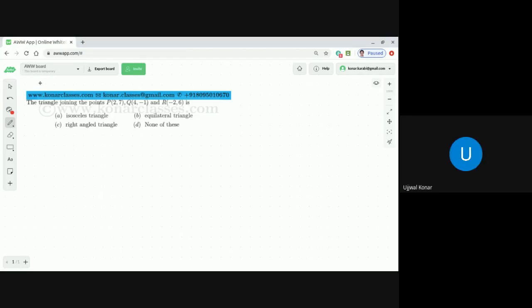This is the first question. The triangle joining the points P(2, 7), Q(4, -1) and R(-2, 6) is: isosceles triangle, equilateral triangle, right angle triangle, or none of these. So how to approach this problem?